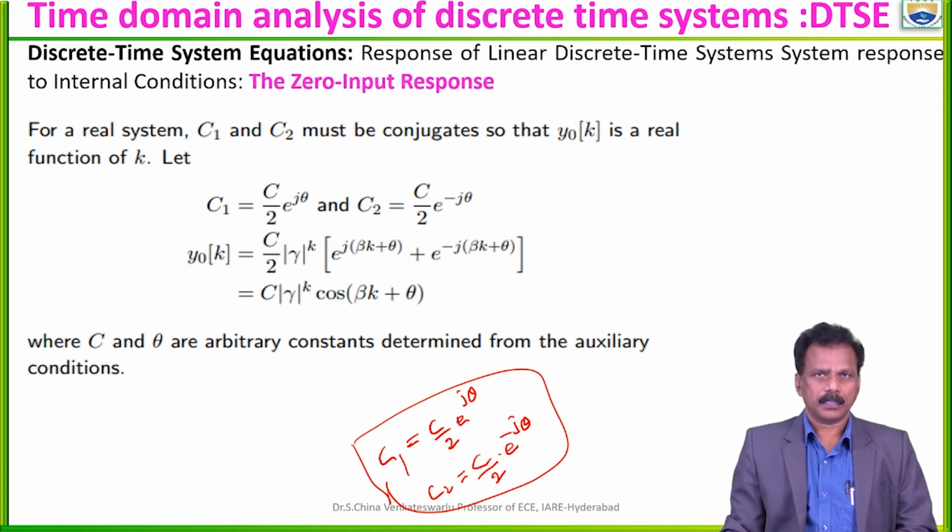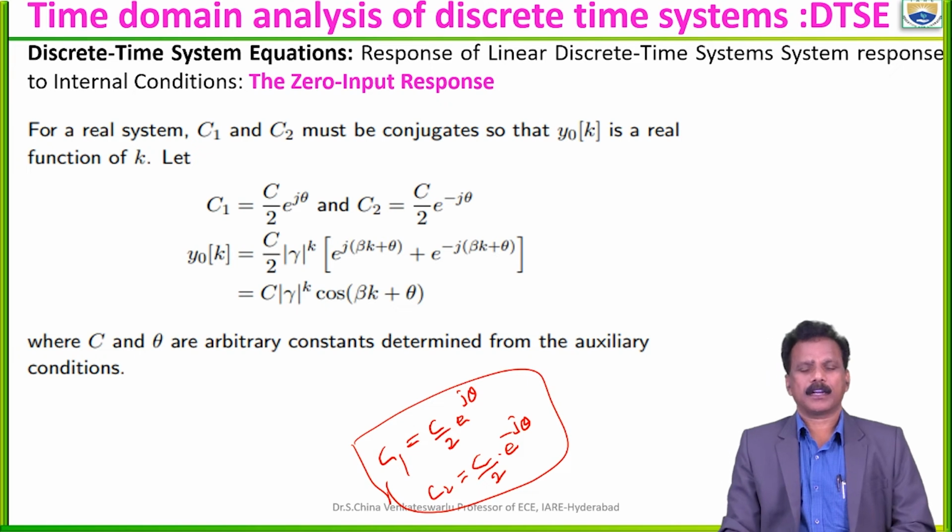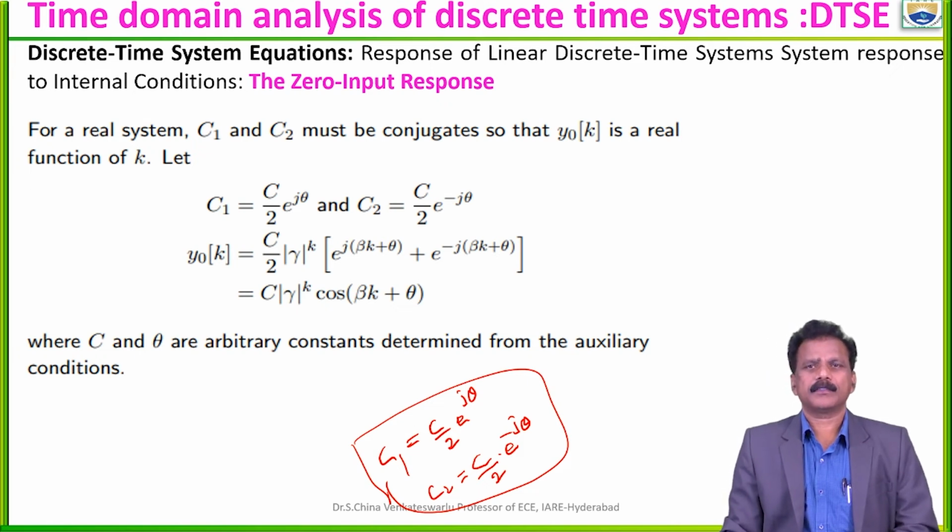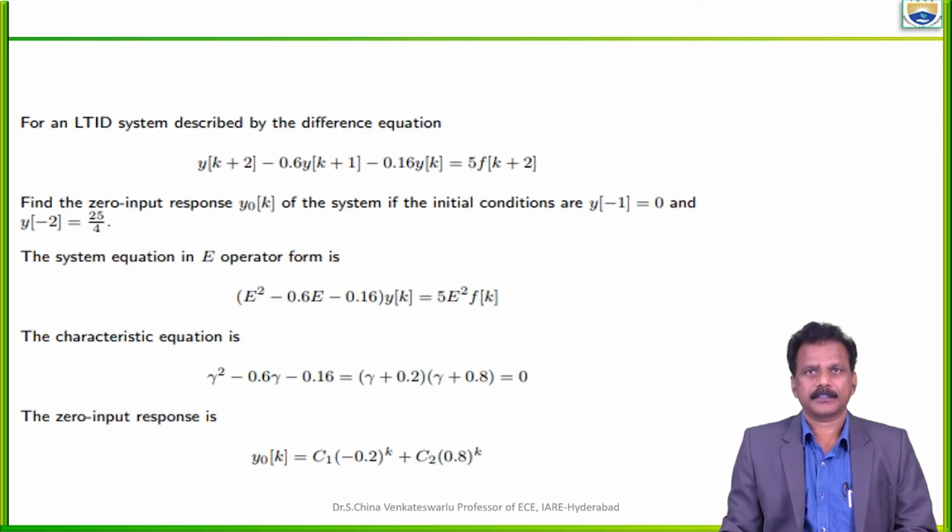All this is based on the discrete time system equation and the response of the linear discrete time system. The system responds to initial conditions with the help of the zero input response. For a real system, C1 and C2 must be conjugate so that y naught of k is a real function of k, where C and theta are arbitrary constants determined from the auxiliary conditions.